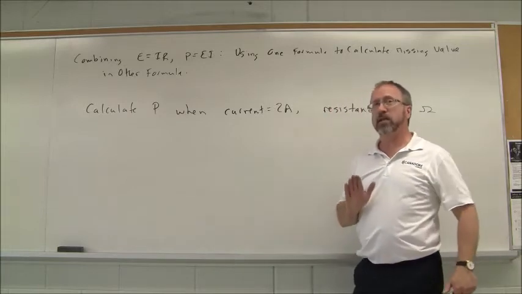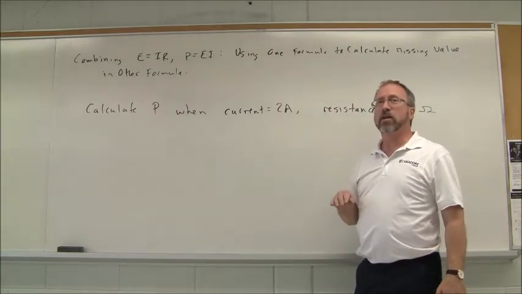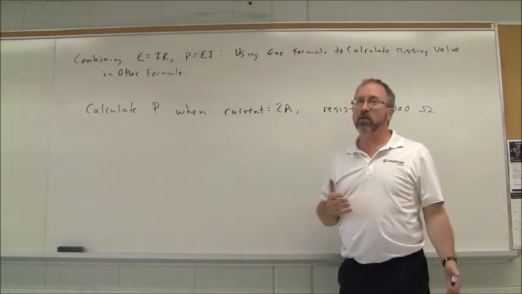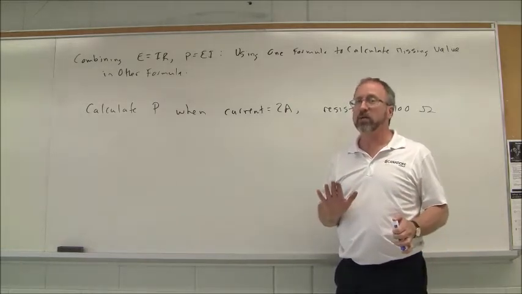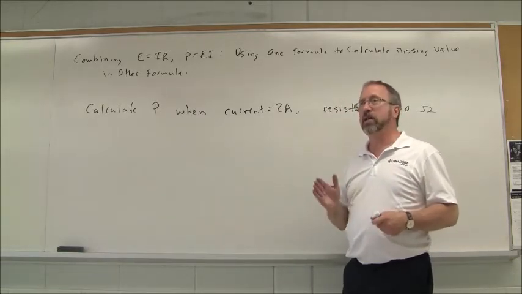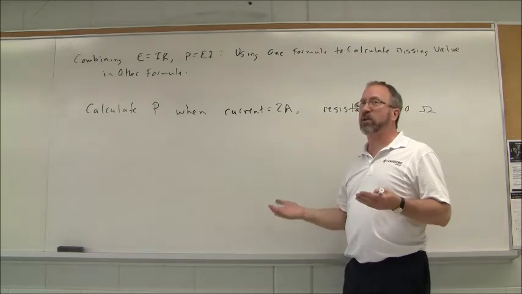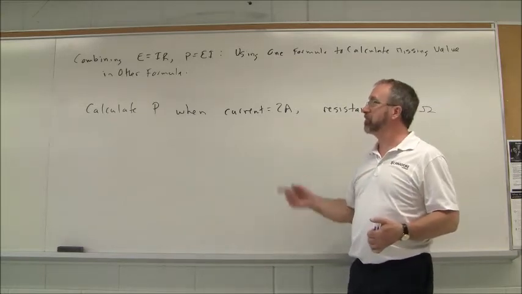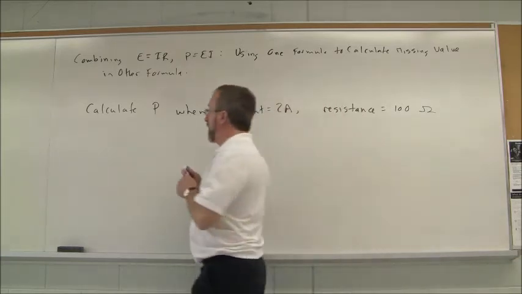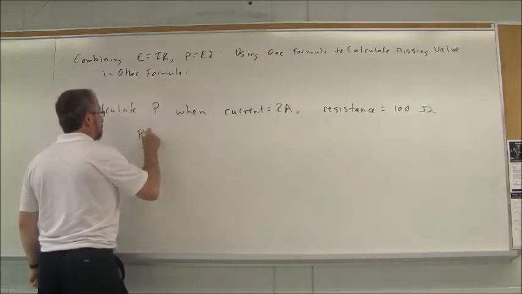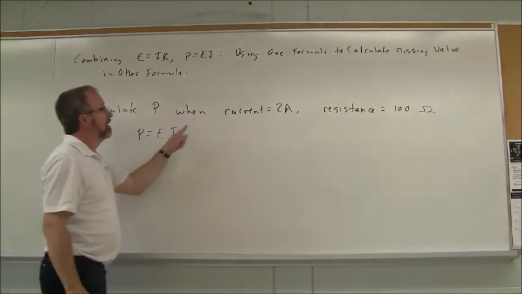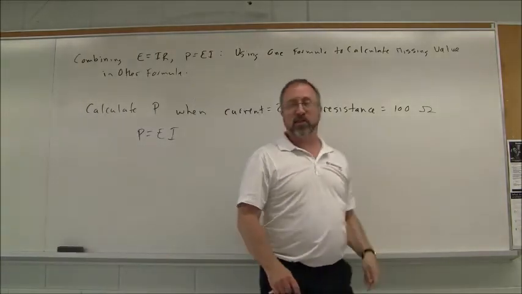The first method that I suggested was, if we're missing a value in one formula, we can calculate that value from the other formula. Now that's not always true, but sometimes it is true. So here's an example where I'm trying to solve for one thing in one formula, but I need to get a value from the other formula. As an example, if I want to calculate power, the formula for that is voltage times current. But the question gives me current and resistance.